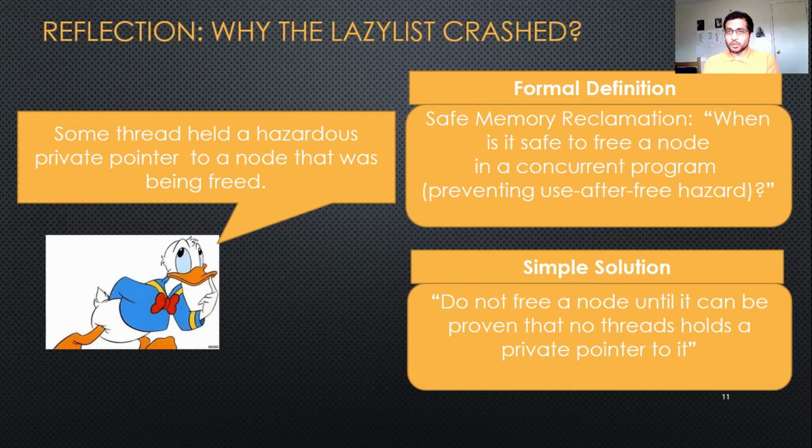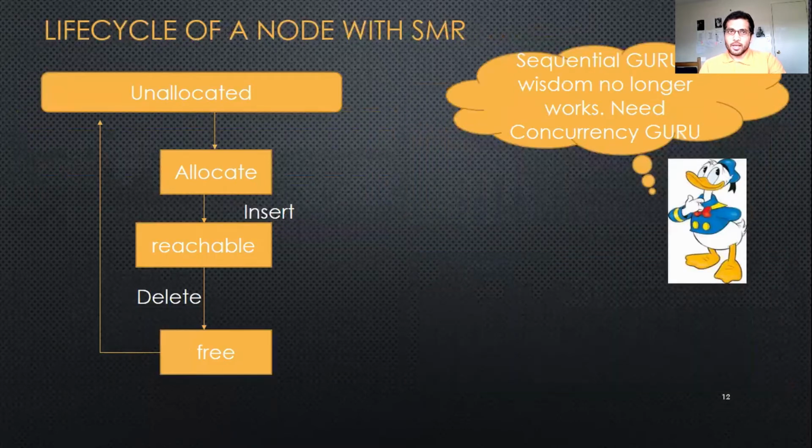In fact, most of the solutions in the state of the art have this observation at their core, and they require threads to arrive at a consensus that whenever a node is being freed, no other thread would be holding a private pointer. All threads need to agree upon the fact that a use after free hazard won't occur, so that the node is safe to be freed. So this implies that after deleting a node in a concurrent program, one cannot simply free it.